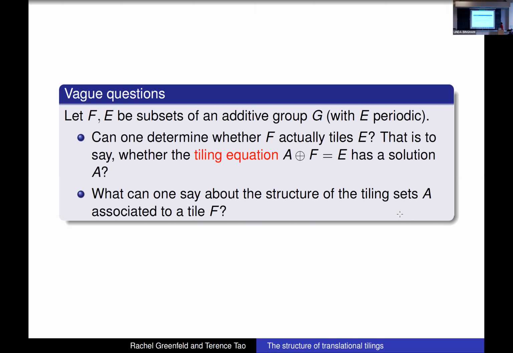But anyway, so the first basic question, which is I think somewhat vague, is can we tell whether a given tile tiles a given set? Or in terms of equations, can we solve this equation? Okay, so given a tile F and a set E, can you solve the equation A direct sum F equals E? Can you tile E by F?